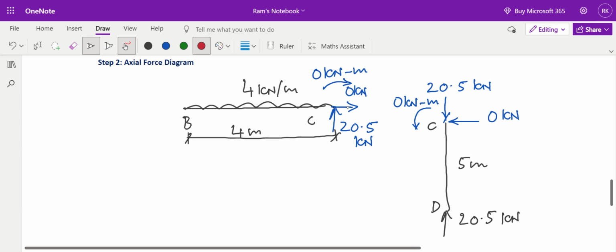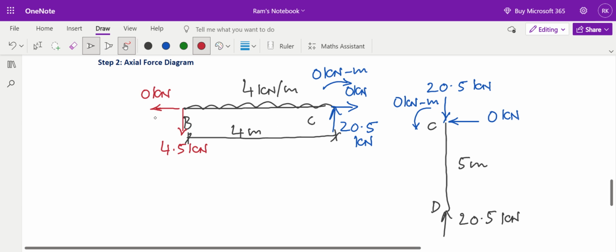Summation of forces in x direction: there is no force acting in x direction, so this is equal to 0 kilonewton. Now summation of forces in y direction: 20.5 upwards, and 4 into 4, 16 kilonewton downwards. This must be balanced by a downward force of 4.5 kilonewton. I add it: 4.5 kilonewton downwards plus 4 into 4, 16 downwards, that is 20.5 kilonewton downwards and 20.5 kilonewton upwards. So summation of forces in y direction is also balanced.